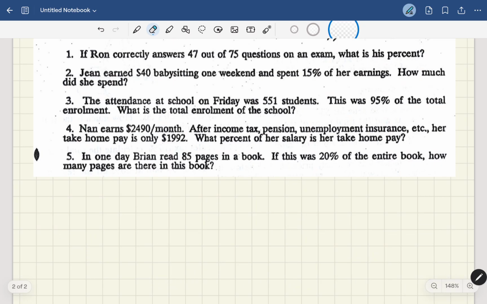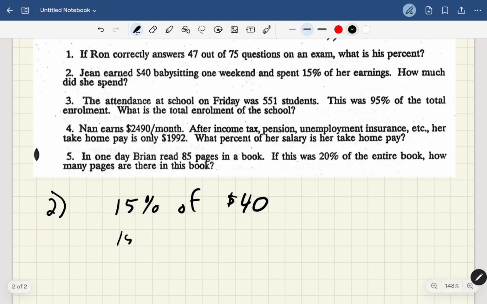Okay, the next one is, let's see, what does it say? Jean earned $40 babysitting one weekend and spent 15% of her earnings. How much did she spend? So she spent 15% of her earnings, which were $40. So this is a straightforward problem. 15%, that's 15 divided by 100 times $40.